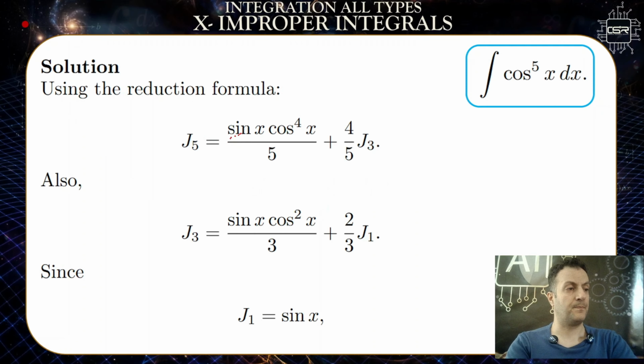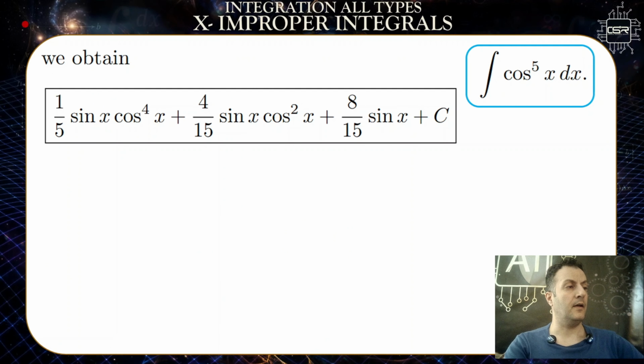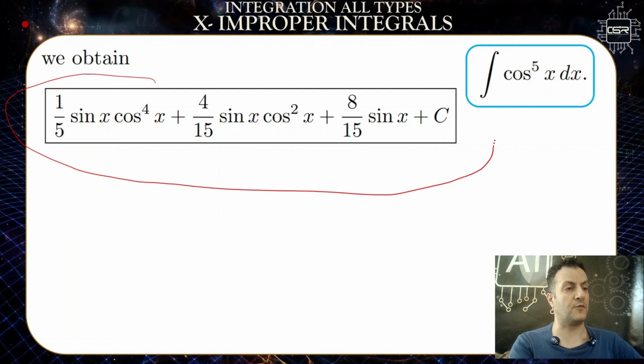So this becomes, for n equals 5, sin x times cosine to the power of n minus 1 x over n plus n minus 1 over n, which is 4 over 5, J_3. Now J_3 is sin x cosine to the power of 3 minus 1, which is cosine squared x, divided by 3, plus n minus 1 for n equals 3, which is 2, divided by 3, J_1. What is J_1? It is sine x, following the same process. And we obtain the final solution, which is the following.